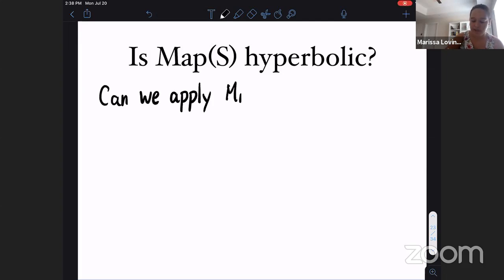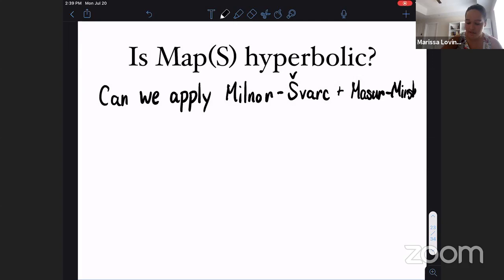So can we apply Milnor-Schwarz plus Masur-Minsky, right? So we have hyperbolicity of the curve graph from Masur-Minsky. We have Milnor-Schwarz telling us that we can somehow lift some of these properties from a space to a group. Can we do this here, right?